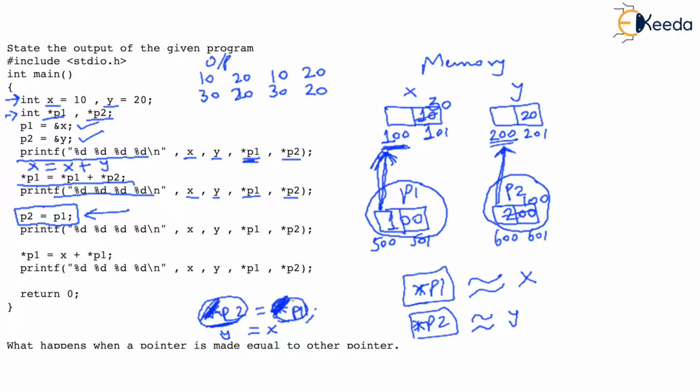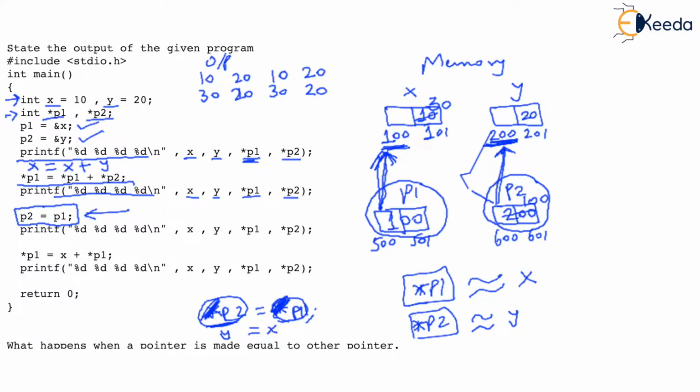Now just check, what does it mean when p2 becomes equal to p1? It means that p2 will no more point to the location 200. Come on now, whose address is p2 storing? p2 is no more storing address 200. p2 is storing address 100. That means p2 will now point.